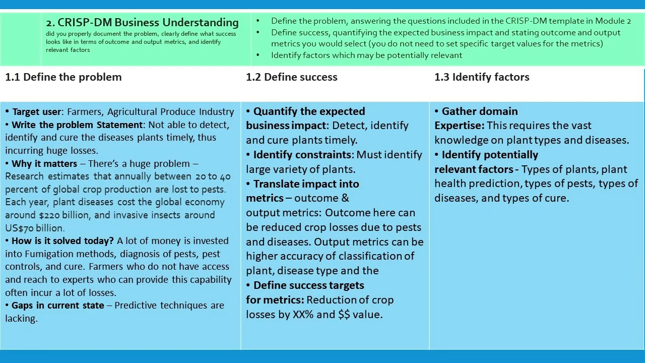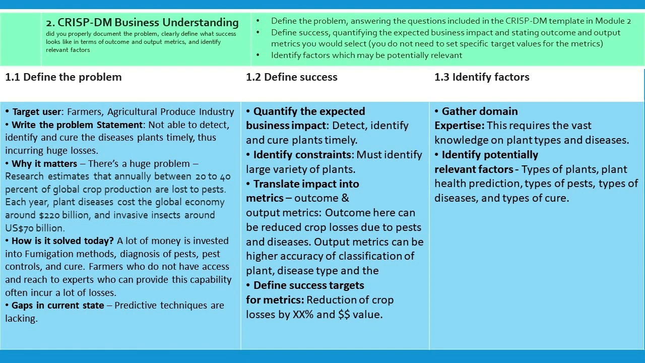second step. Here my target users to define the problem. My target users are farmers and agricultural produce industry. The problem is that the plant diseases are not detected, identified and cured timely. There's a huge problem. The research that I was doing indicates that between 20 to 40% global crop production is lost to pests and diseases, which amounts to a tall figure of $220 billion lost to the industry. This is primarily solved today using fumigation and pesticides, but the amount and investments is huge. There's not really a good ROI. The gap here is predictive techniques are lacking.